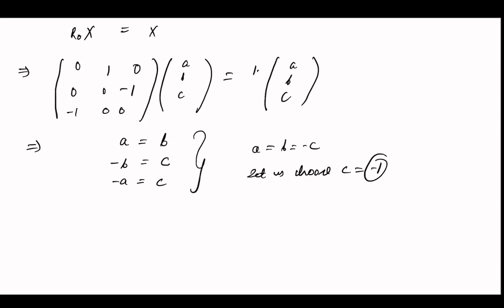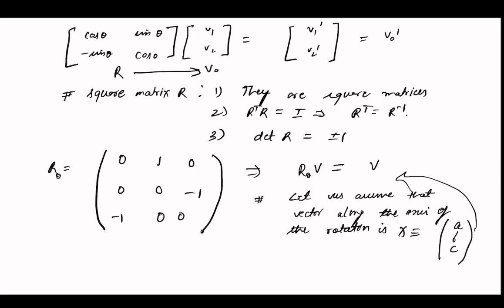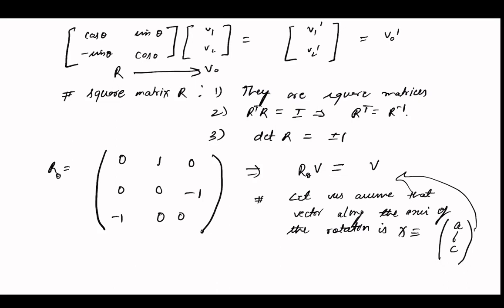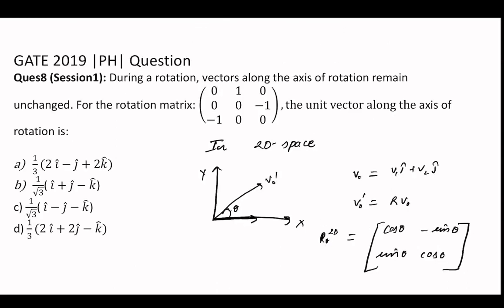You can choose anything. If we choose C is equal to minus 1, then A is equal to B will be 1, because A is equal to B is equal to minus C. Therefore, the components of this vector which lies along the axis of rotation are 1, 1, minus 1. Now they have asked us in the question, what is the unit vector lying along this?